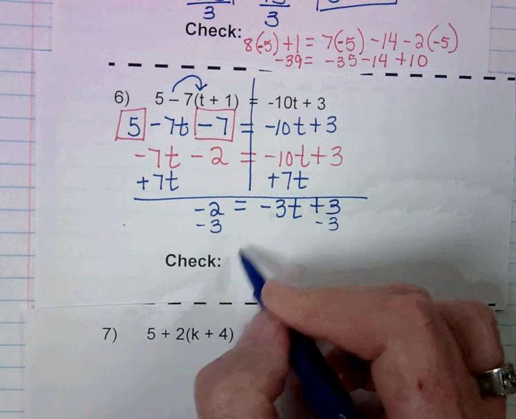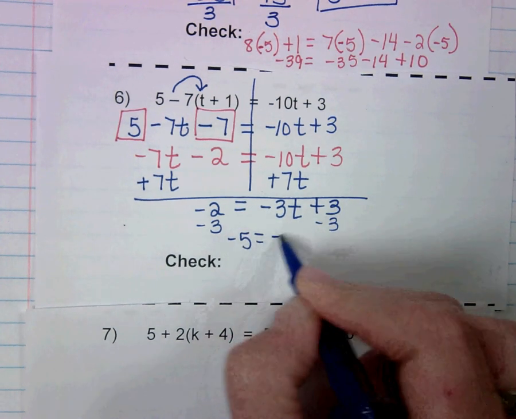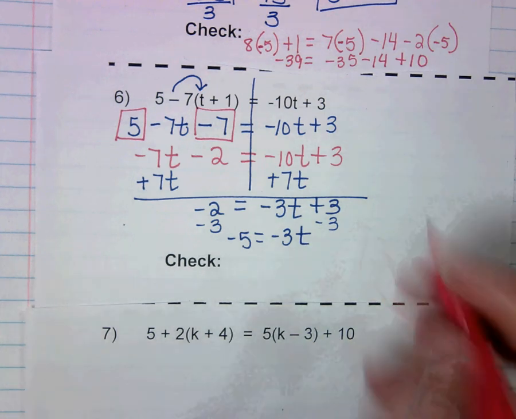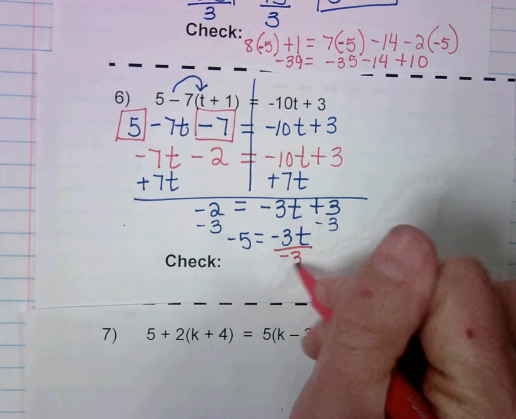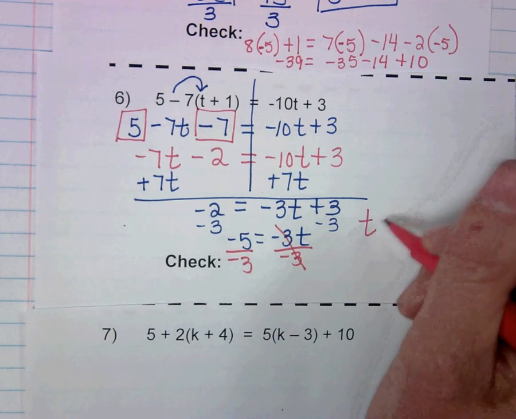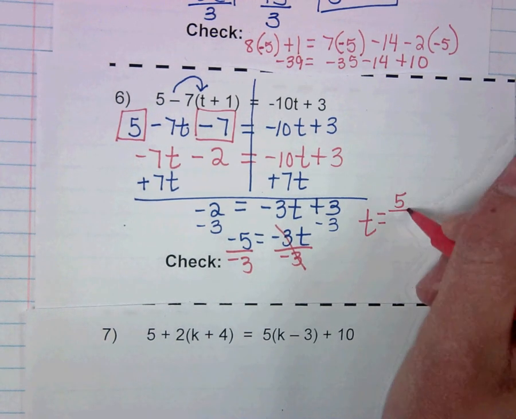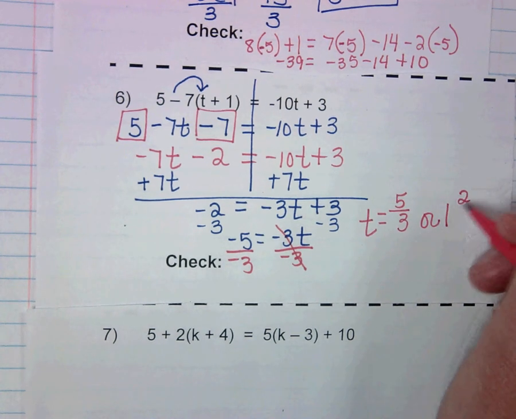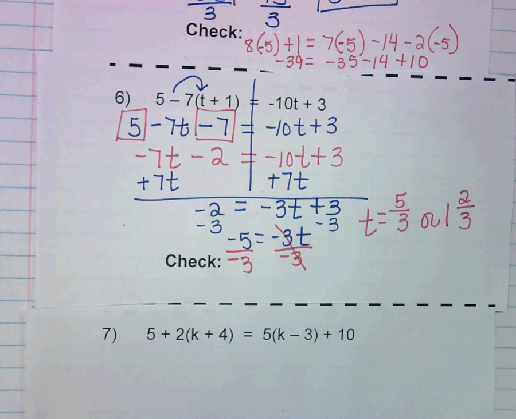Okay, I'm feeling a little bit uncomfortable with this. How about you? And then our last step would be to divide by negative 3 because that's the inverse operation. And so the way we could write this is t equals 5/3. Or we could write 1 2/3. We would not want to answer as a decimal because this is a repeating decimal.